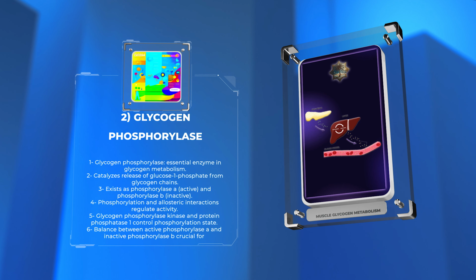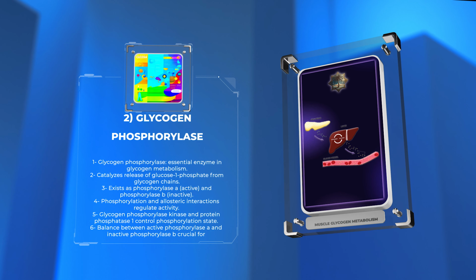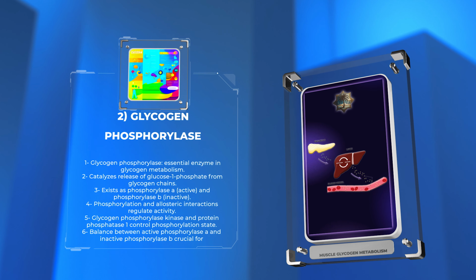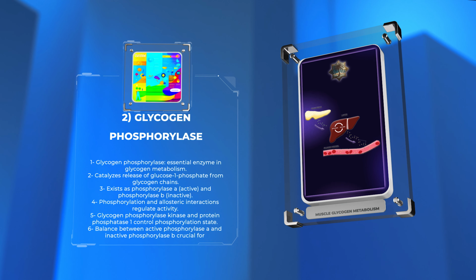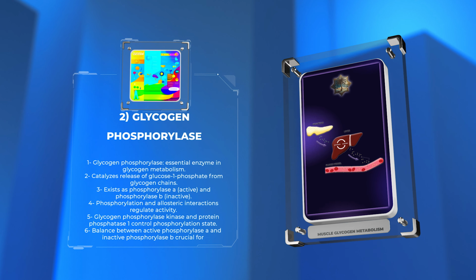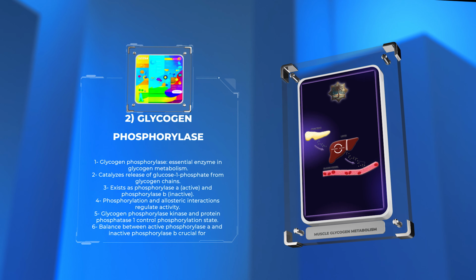On the other hand, synthesis of glycogen phosphorylase is stimulated by insulin signaling and the subsequent activation of protein phosphatase 1, which dephosphorylates and activates glycogen synthase, leading to increased glycogen breakdown. The balance between active phosphorylase A and inactive phosphorylase B is tightly controlled to maintain proper glycogenolysis.